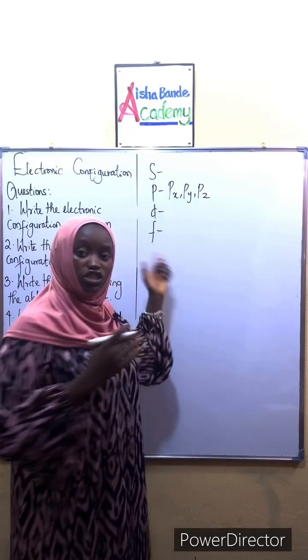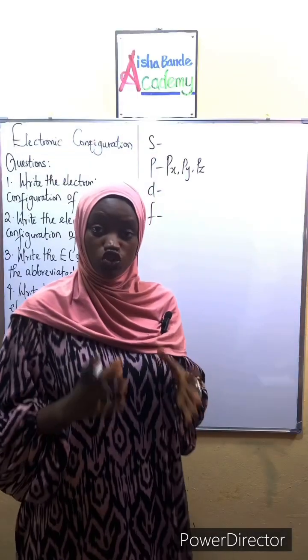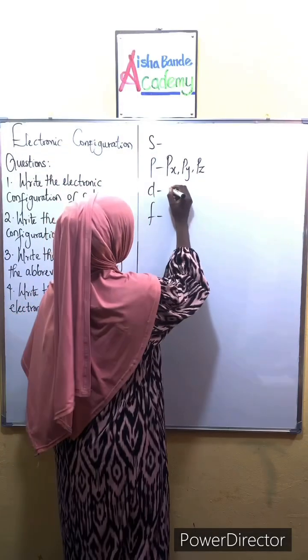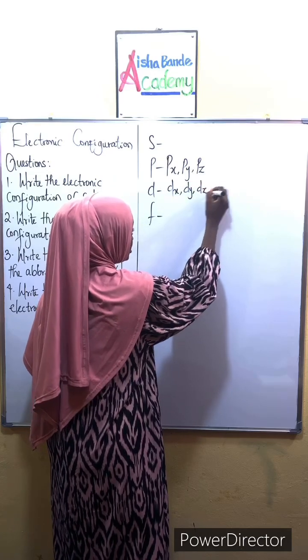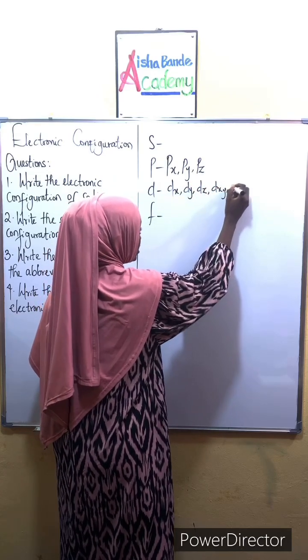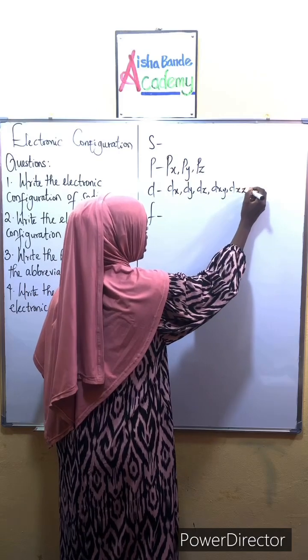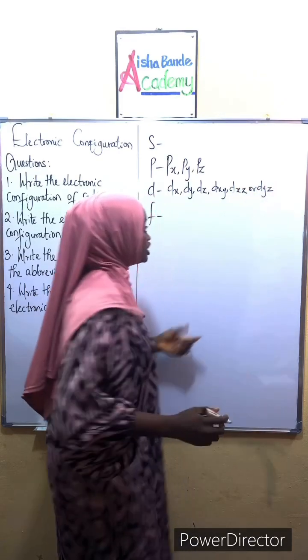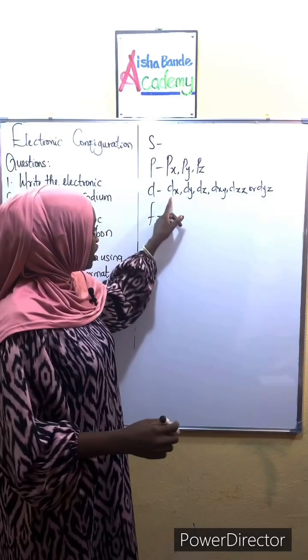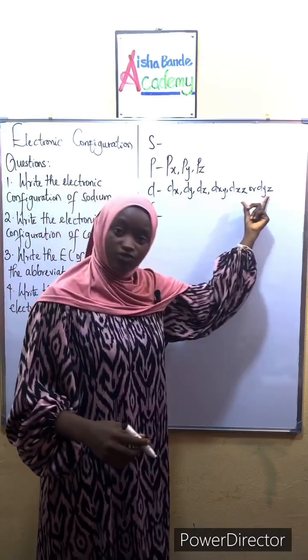So moving on to the d orbital. The five degenerate orbitals under the d orbital are dx, dy, dz, dxy, dxz, or dyz. So these are the five degenerate orbitals. So we have 1, 2, 3, 4, and then 5.